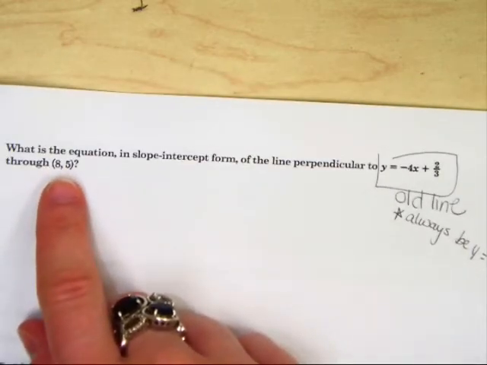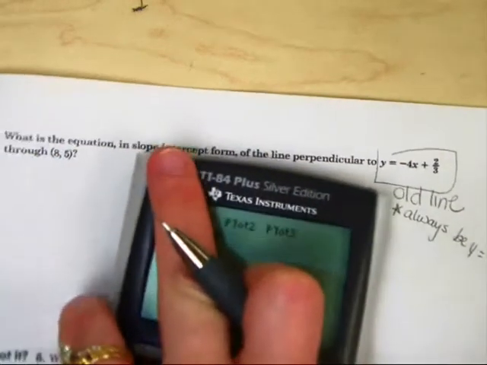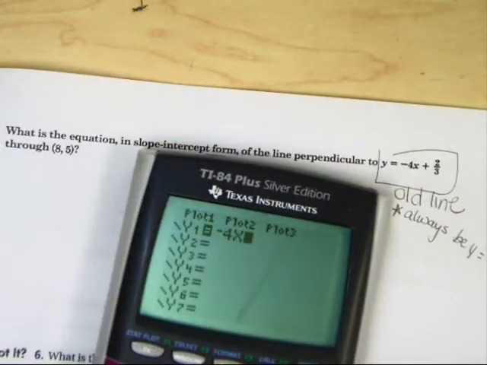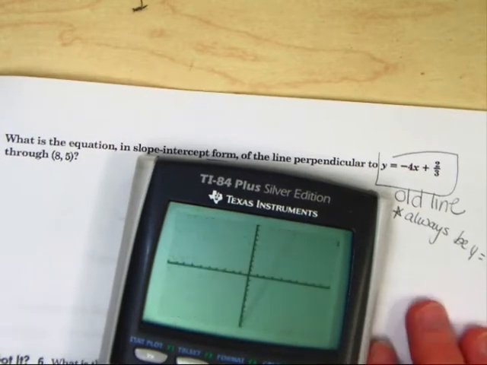If you're a visual learner like I am, I want to show you how we're going to do this. Here's negative 4x plus 2/3. Let's take a look at the graph.